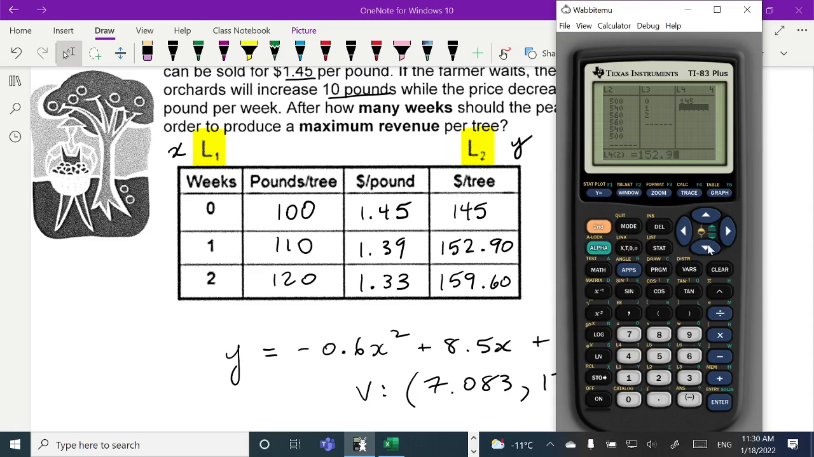152.9. And 159.6. So there's my three dots.